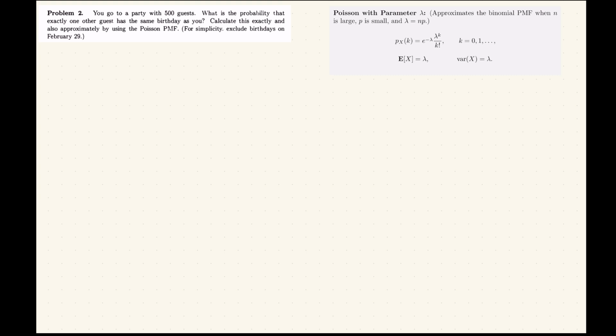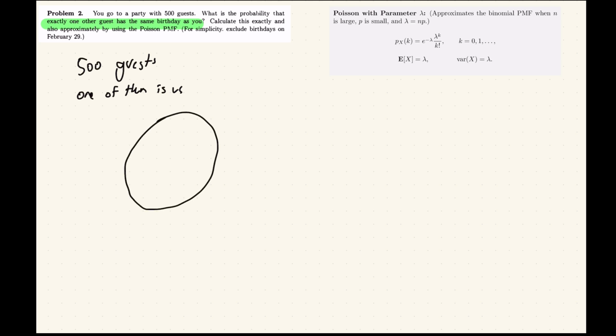Alright, so in this question, there are 500 guests, and one of them is you. And we want to find out the probability that one other guest, and exactly one other guest, shares a birthday with us. And I want to highlight here the fact that they say exactly one other guest, right? And if you've already guessed here, we're gonna be using binomials to model success and the Poisson parameter.